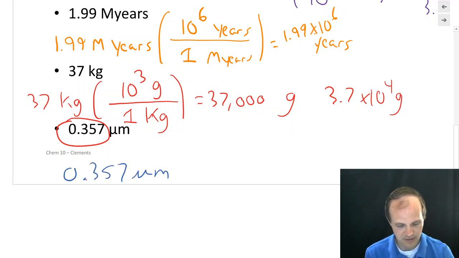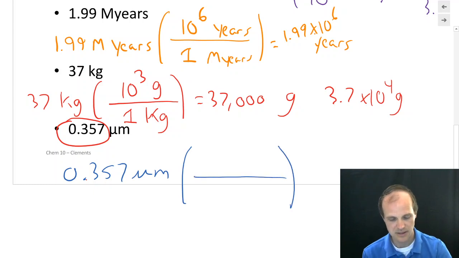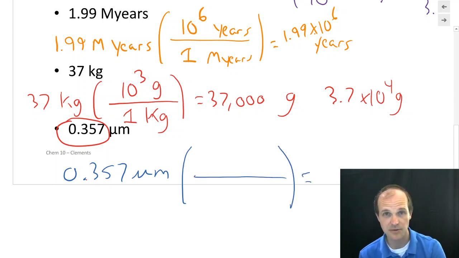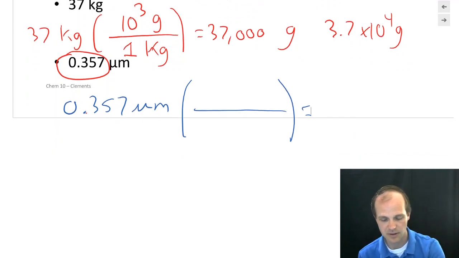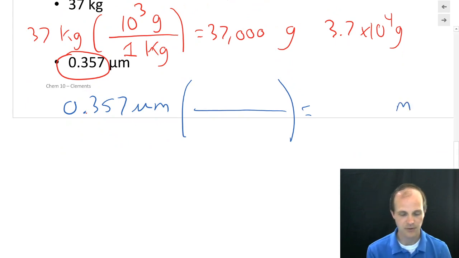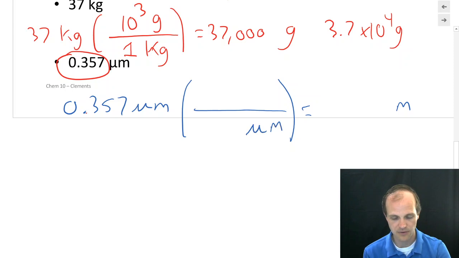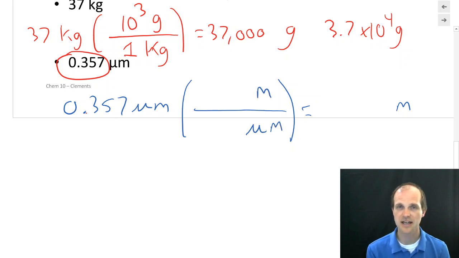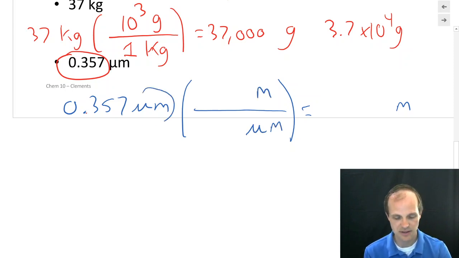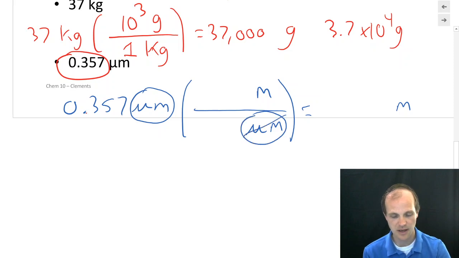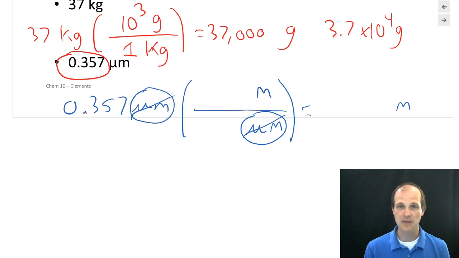0.357 micrometers. Some people will say micrometers, and that's perfectly okay as well. We're going to convert that to meters, because that was our goal. Hopefully, you're starting to get where units go. The micrometer has to go on bottom, because 1 on top and 1 on bottom cancels out. The meter has to go on top, because that's what we're trying to get at the end. How do we relate meters and micrometers?